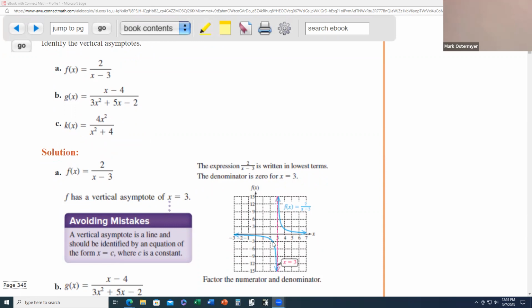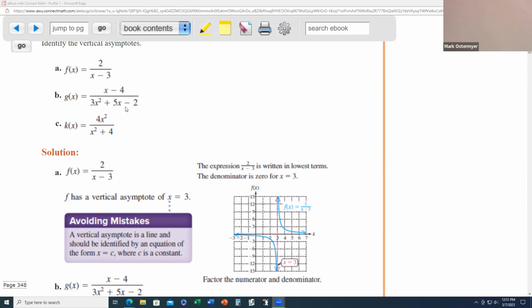Notice the graph of f of x never touches or crosses that vertical asymptote. It cannot, because you cannot have any point on the graph that has an x coordinate of 3, because at x equals 3, f of x, this rational function, is undefined because you're dividing by 0.